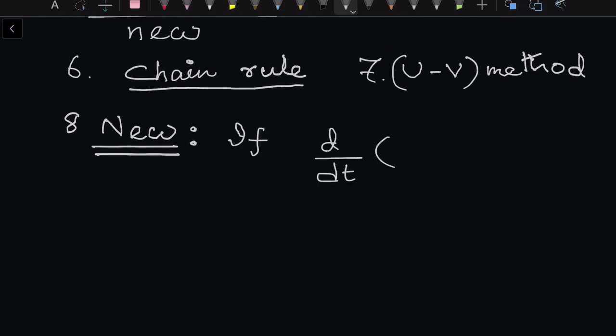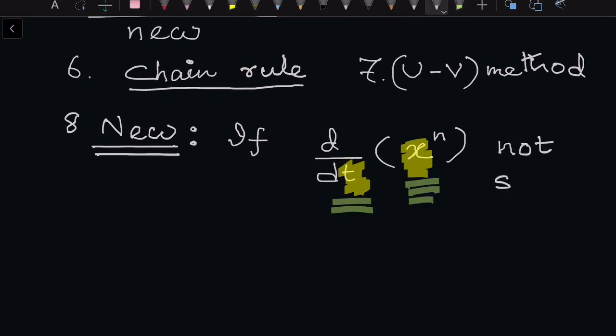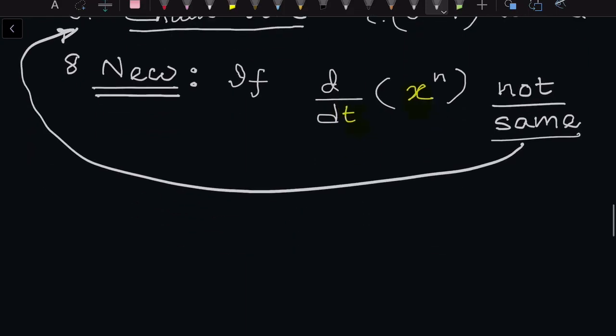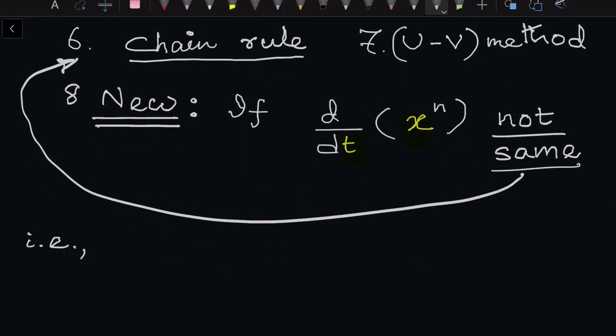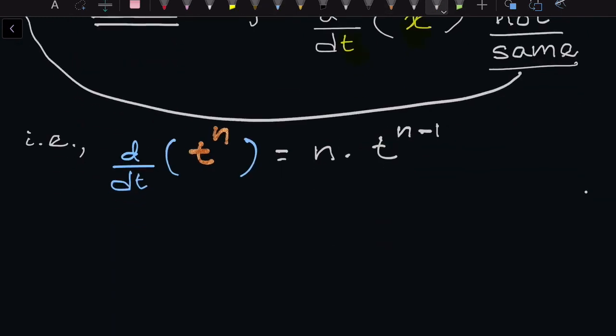One thing I didn't clear earlier, that is this one. Consider this to be a new thing. We are differentiating x to the power n with respect to t. So you can easily understand that these are not similar, not same. So you have to apply chain rule. How? d/dt of t to the power n will obviously become n into t to the power n minus 1 because t and t were same.